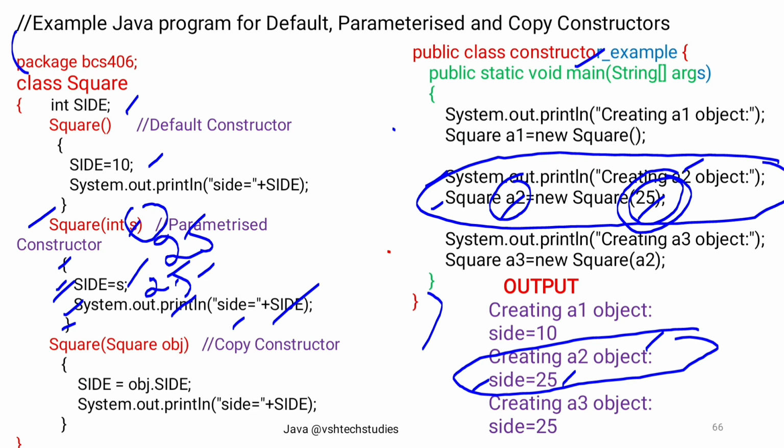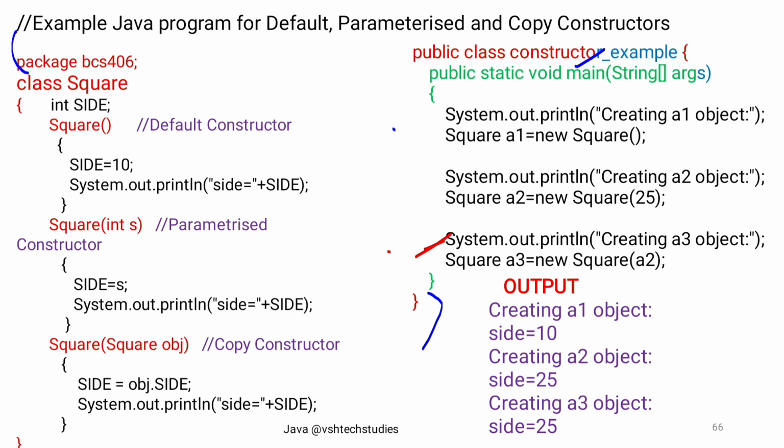Okay. So the next instruction is System.out.println. So it will print this message, "creating a3 object". So that is printed here. So the next instruction, that is the last instruction in the main program, Square a3 equal to new Square(a2). So another object is created. Its name is a3. So it is passing a parameter which is the object a2. So when an object is passed, then the copy constructor is executed automatically.